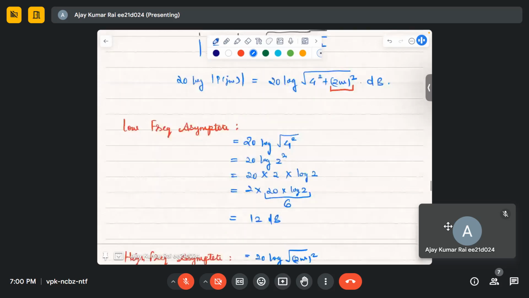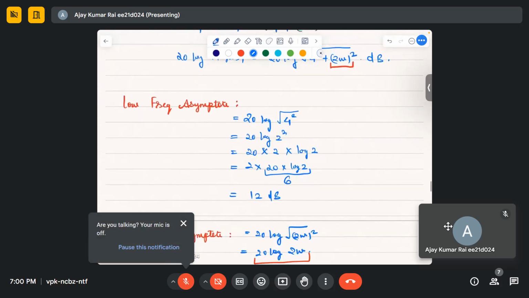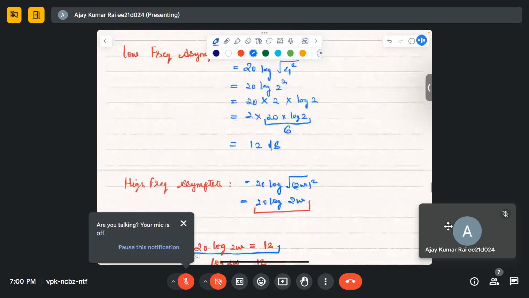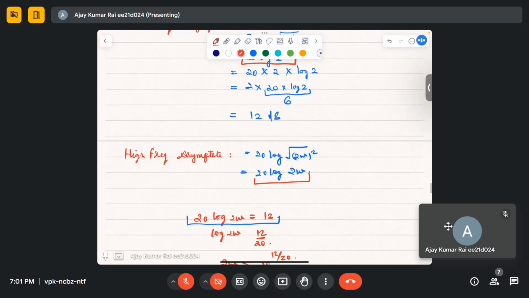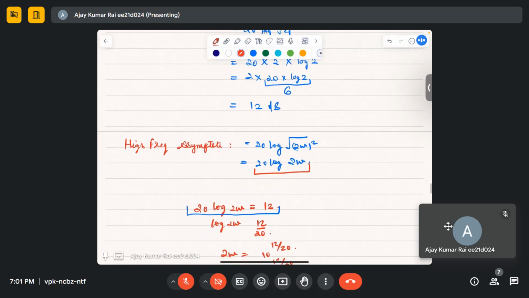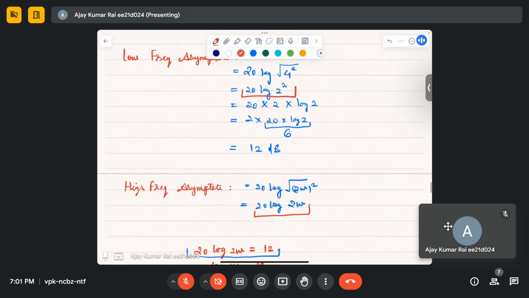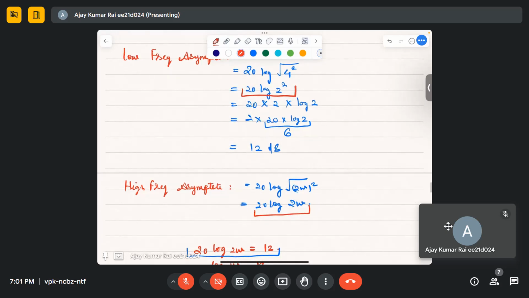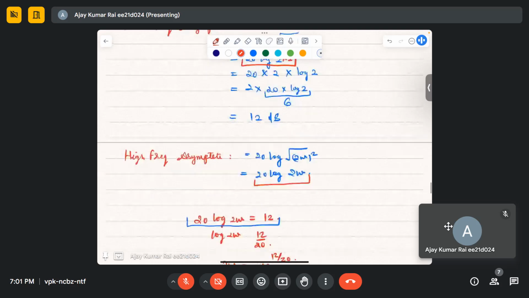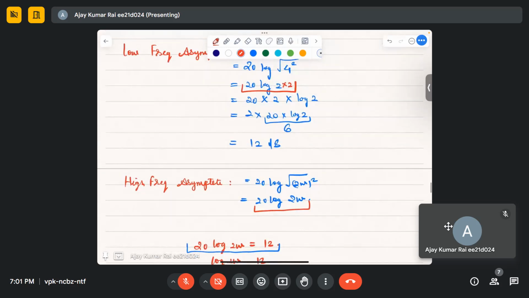Okay, and if you see here this value, change the color. Okay, 20 log 2 square and 20 log 2 omega. So what should be omega? You can write 4 as this also, right? 20 log 2. Okay, we have to compare these two values.